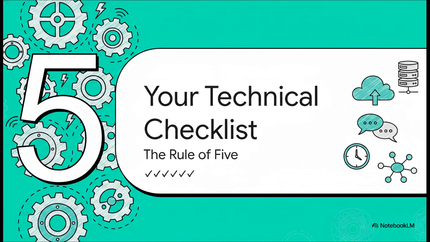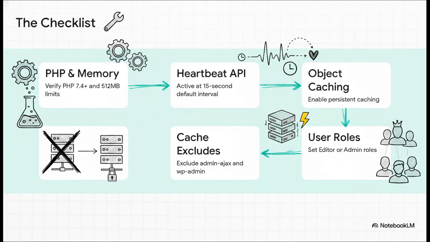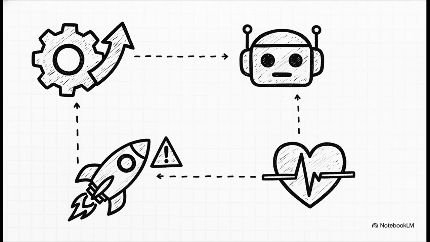Okay, time for the actionable stuff. Section 5, your technical checklist. We are going to run through a rapid-fire 5-point inspection of your site right now to guarantee a super smooth collaboration setup. We're going to check your PHP version, verify your Heartbeat API, look into object caching, confirm your user roles, and finally adjust those caching layers. First up, let's talk about an absolutely crucial point regarding PHP.